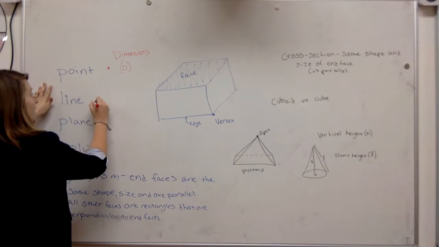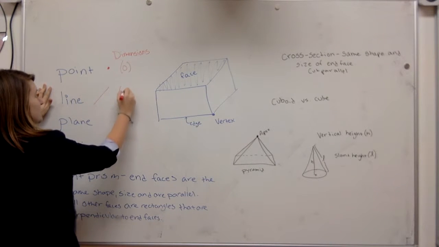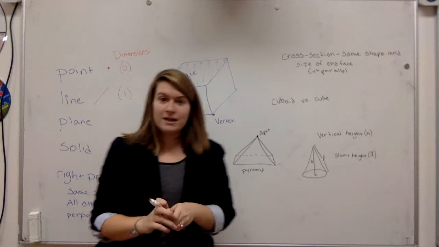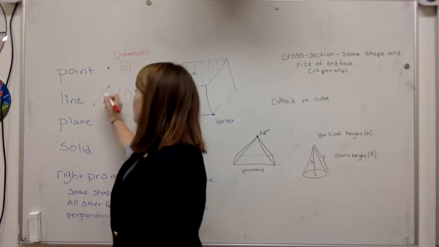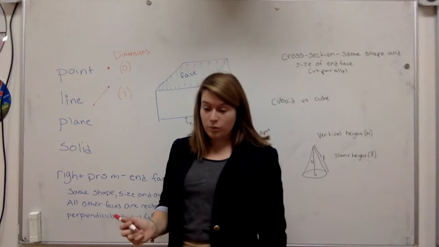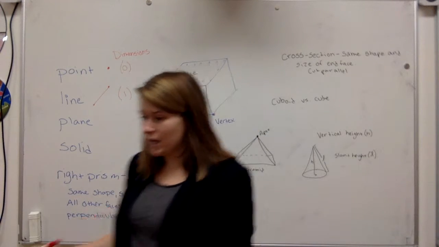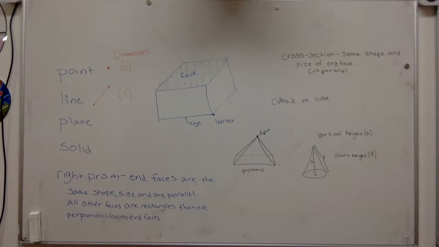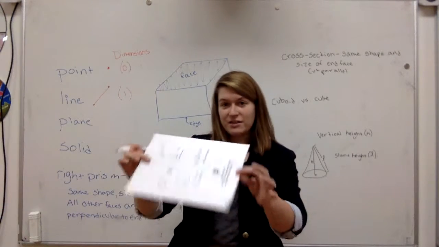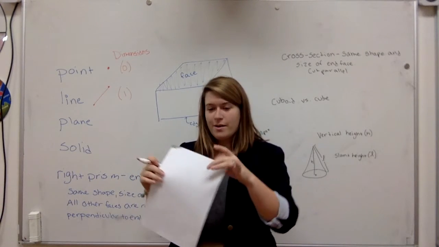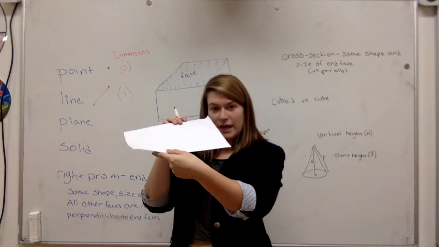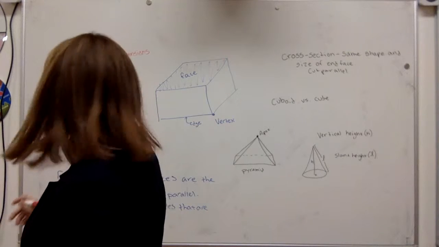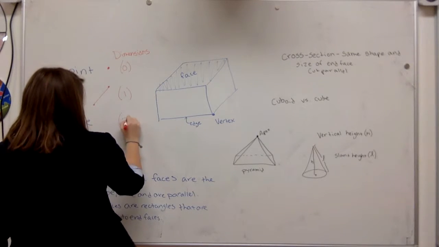And then a line is in one dimension. A line is built from 2 points, and it's the line in between the 2 points. A plane, I have an example here, is like a piece of paper. It's kind of hard to draw because it's really thin and flat. This one is two-dimensional.